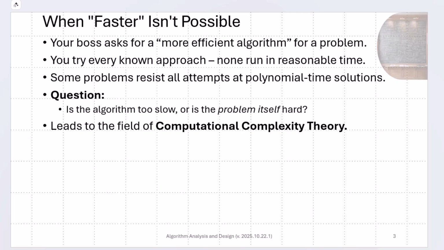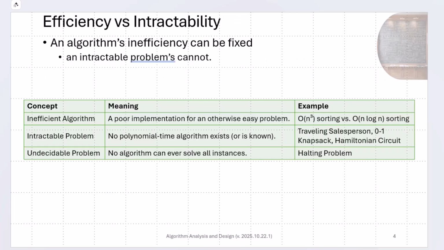This leads to the field of computational complexity theory. An algorithm's inefficiency can be fixed, and intractable problems cannot. An inefficient algorithm is just a poor implementation for an otherwise easy problem, for example, an n-cubed sorting algorithm versus an n log n sorting algorithm. An intractable problem means that there's no polynomial time algorithm that exists, or at least is known. The examples would be traveling salesperson, 0-1 knapsack, or Hamiltonian circuit.